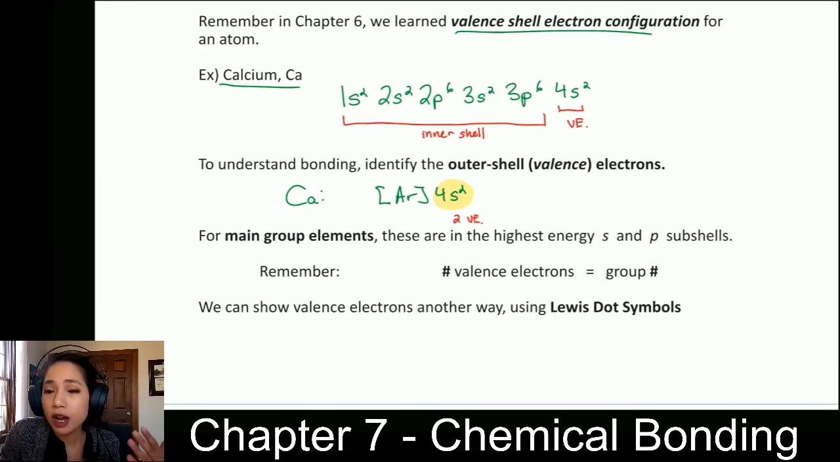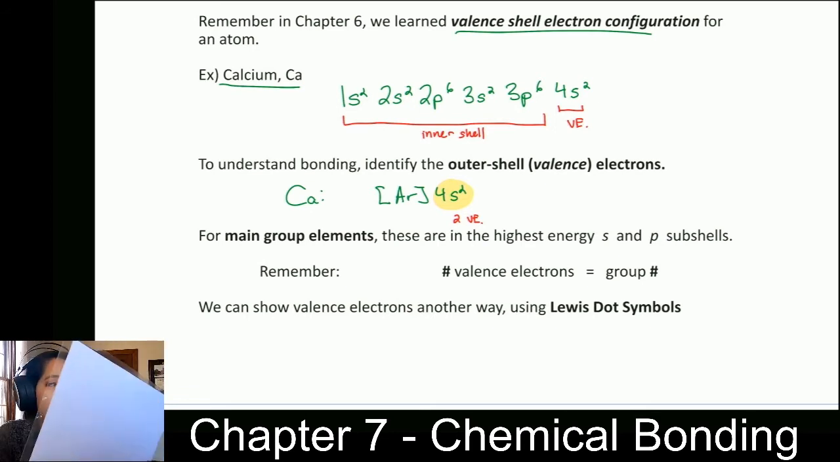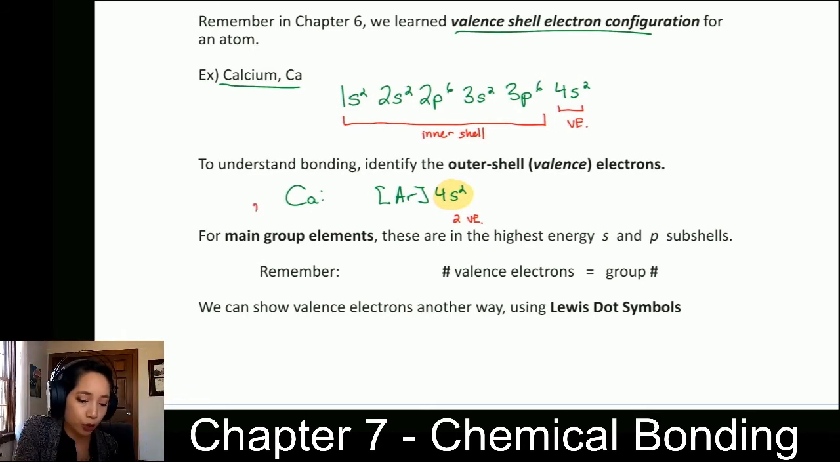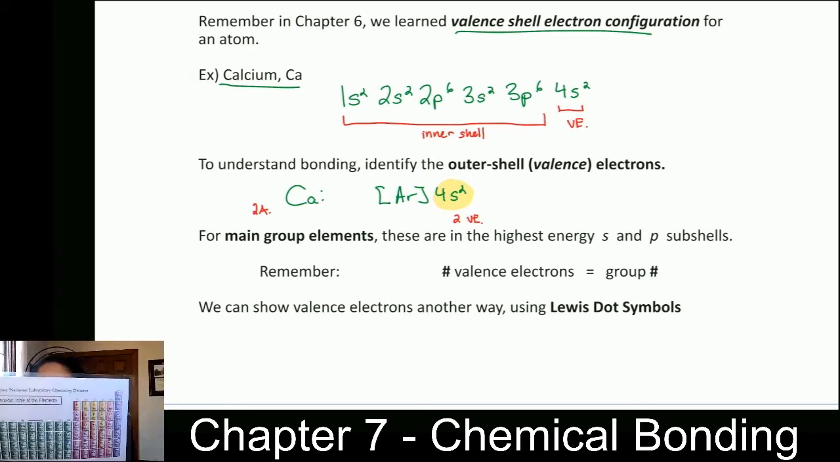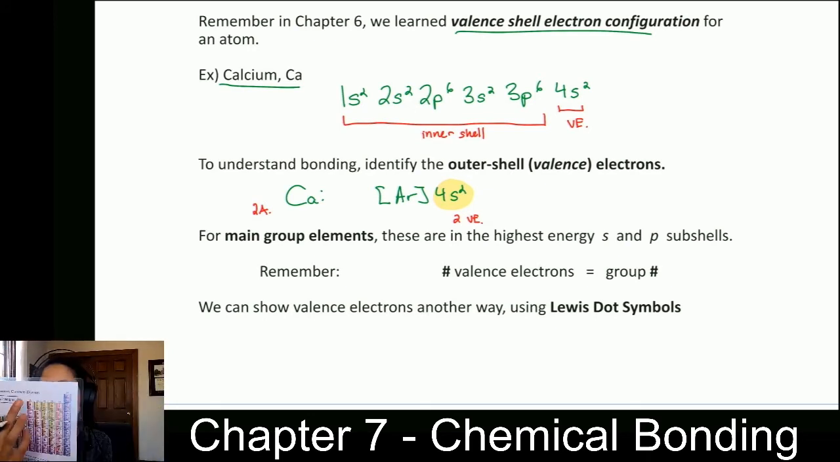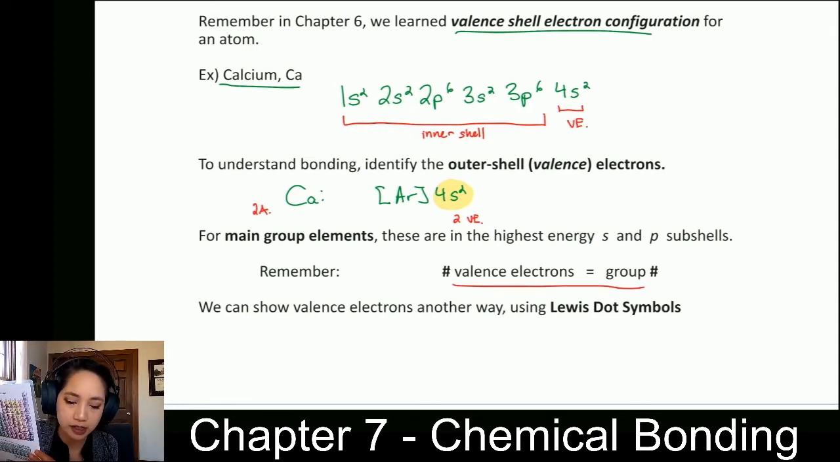All right, and so we've already kind of hinted at this, that the group number typically denotes how many valence shell electrons are in that atom. And so that means calcium is a group 2A metal, so it has 2 valence shell electrons. Any group 1A metal will have 1 valence shell electron. Group 5A will have 5 valence shell electrons. So group numbers give us a hint in the number of valence electrons present in that atom.